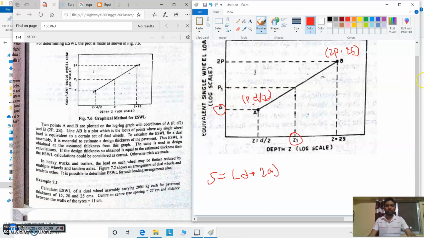So in the next class I will discuss how to determine this z value and how it is adopted in the design. This is more than enough to know about the graph and the equivalent single wheel load.